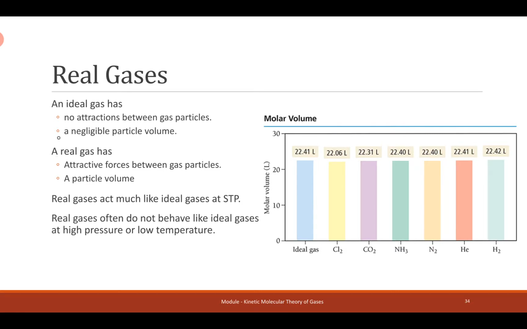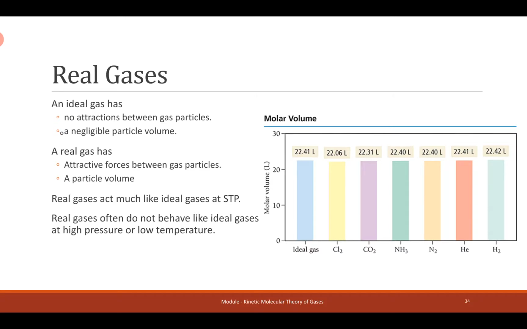When we talked about the kinetic molecular theory of gases, we talked about how an ideal gas has no attractions between gas particles. In contrast, a real gas does have attractive forces between gas particles. We haven't learned about intermolecular forces yet, but all particles have some degree of attraction between them. So there are attractive forces between real gas particles.